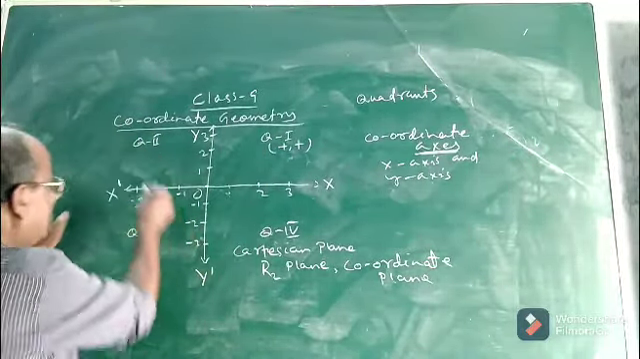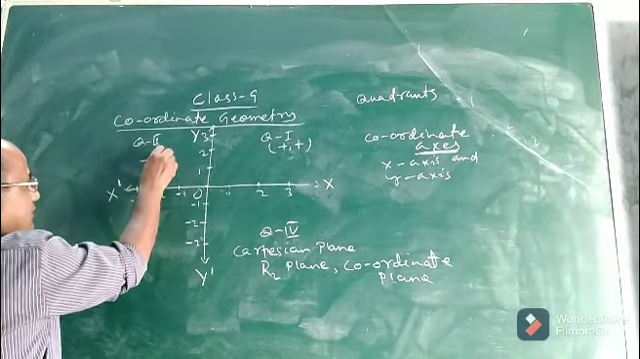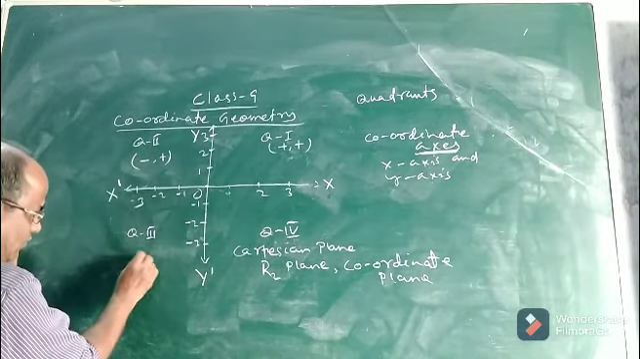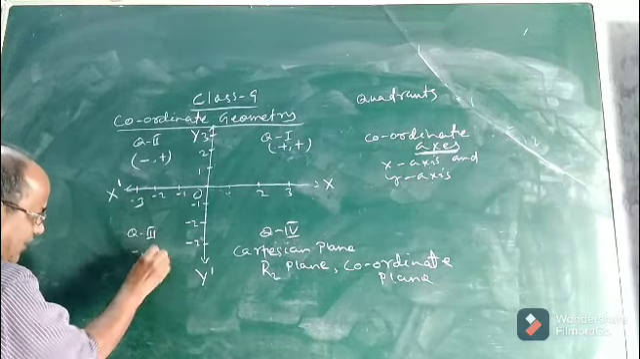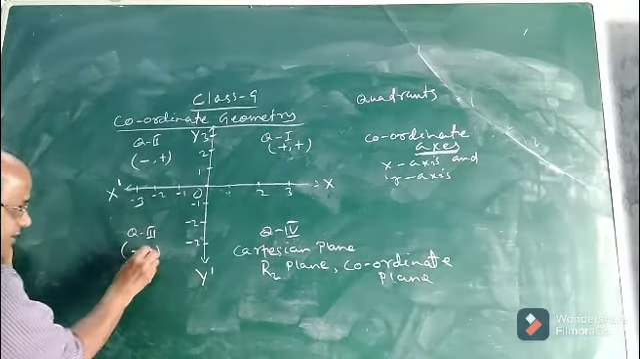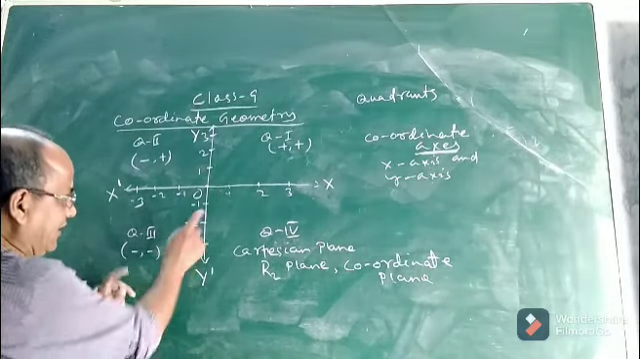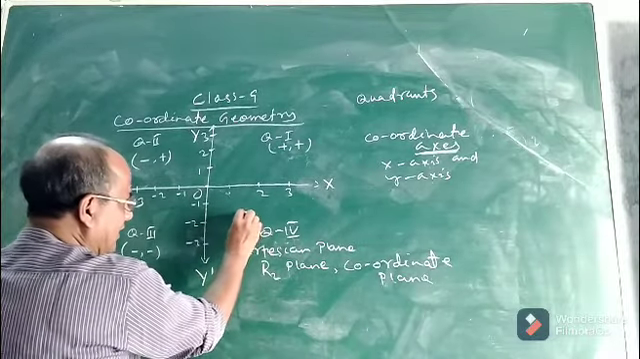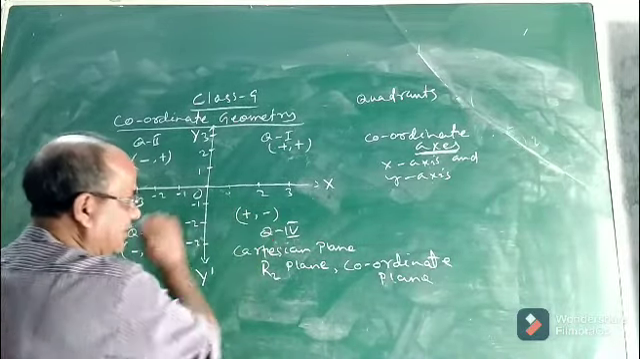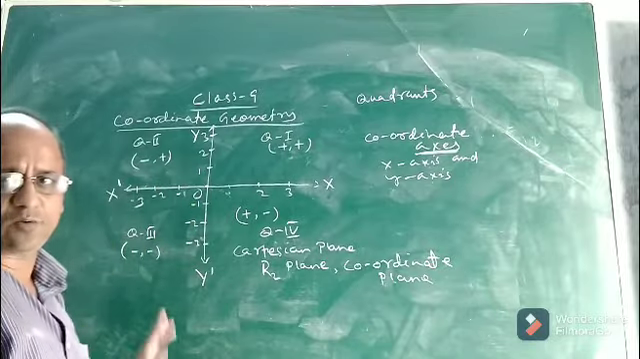But in the second quadrant, x will be negative and y will be positive. This is the sign of quadrant 2. And in the third quadrant, both x and y coordinates of a point will be negative. In the fourth quadrant, x will be positive and y will be negative. So these are the signs of different quadrants.